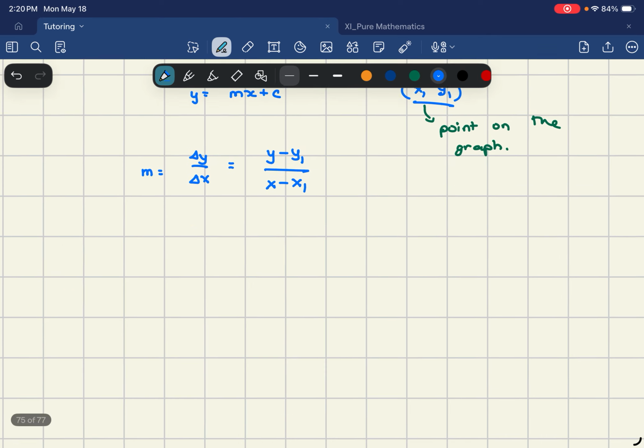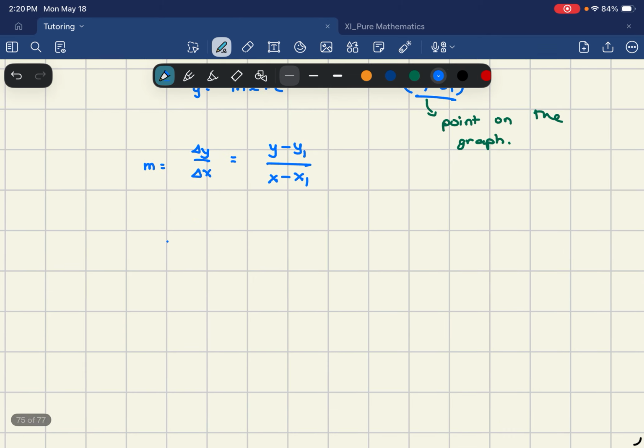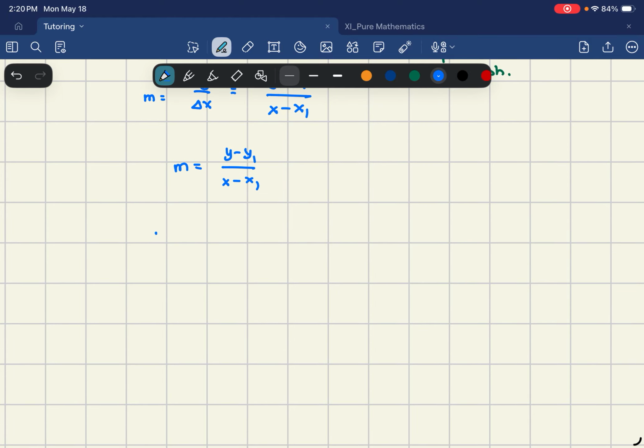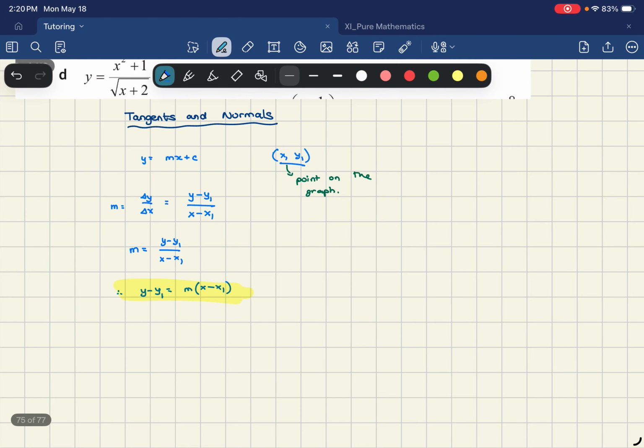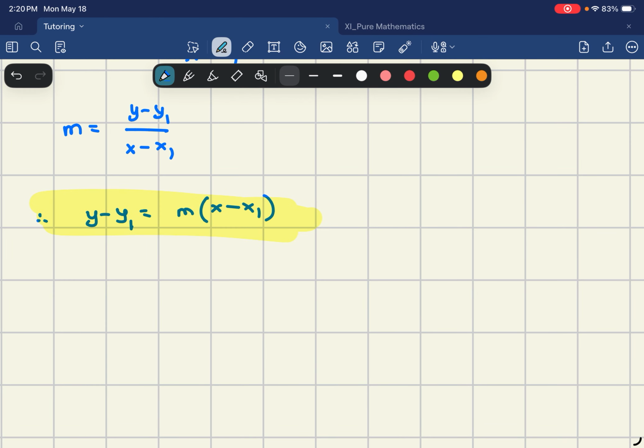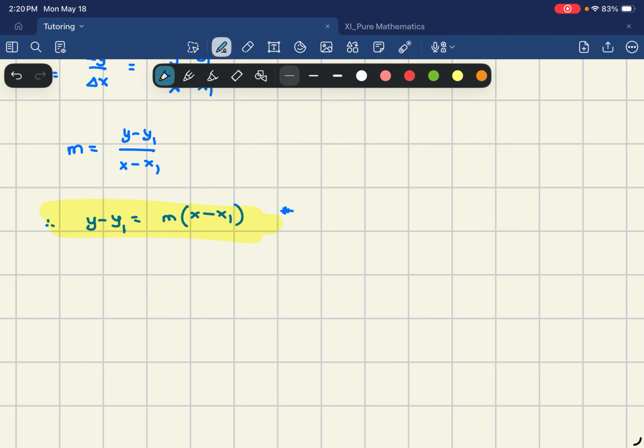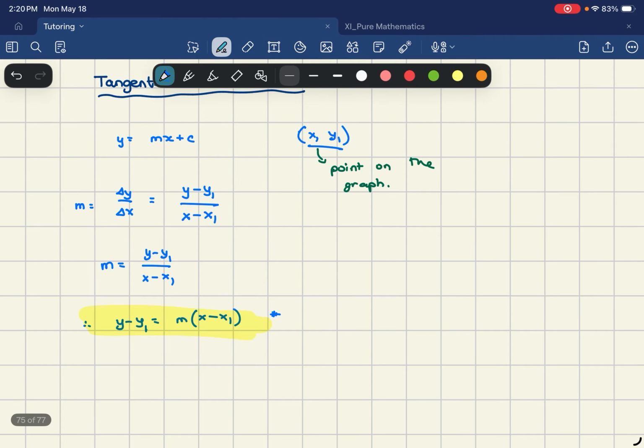So now we have this expression, and what I can do is multiply both sides. So m is y minus y1 over x minus x1. I can multiply both sides by x minus x1, so I will get y minus y1 is equal to m(x minus x1). This is the form that we are going to use throughout this topic. I believe I've introduced this form before in one of the chapters, but this is the form that we will be using consistently. This is the very important formula that you want to know for this chapter.